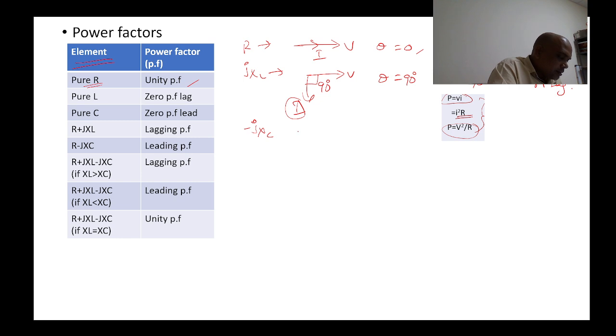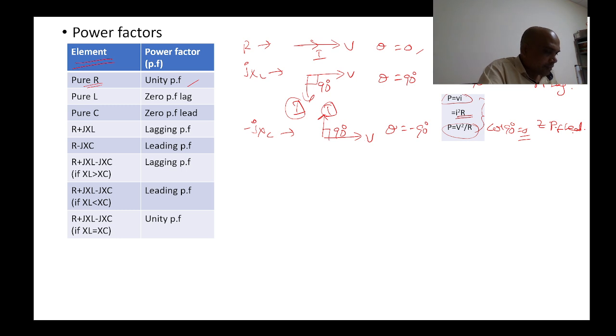Minus jX. Here current is leading voltage by 90 degrees, so theta is minus 90. Cos 90 is 0. That's why 0 power factor. But current is leading the voltage by 90 degrees, that's why it is 0 power factor leading. The power factor value is 0, but it is leading. That's why for inductive reactance, current is lagging. For capacitive reactance, current is leading.